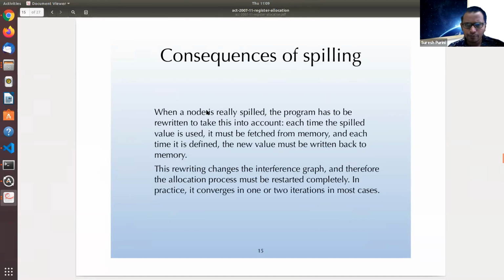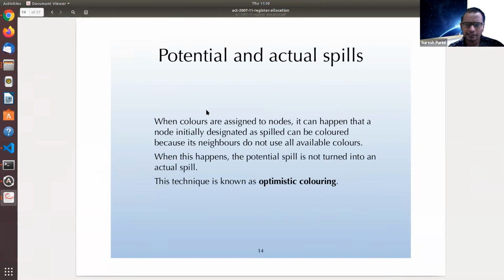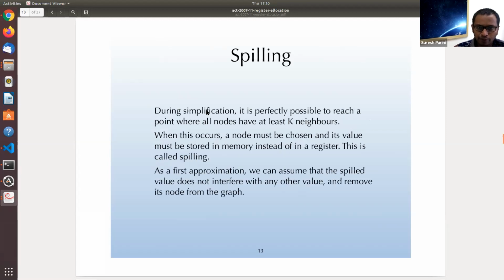It apparently seems that a node which is marked for potential spill may later turn out not to need to be actually spilled. I'm not exactly sure about the use case, so we will leave that aside. But the big picture I want you to understand is that during this process of graph coloring, we could hit a situation where all the nodes in the graph have at least k neighbors, not just one node.